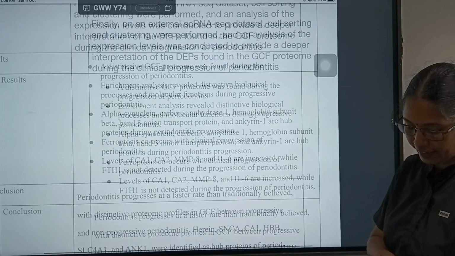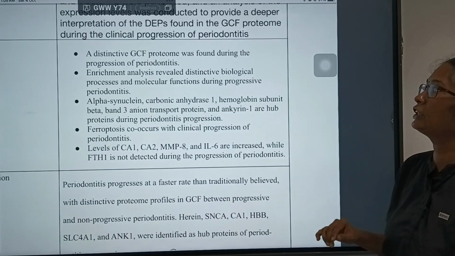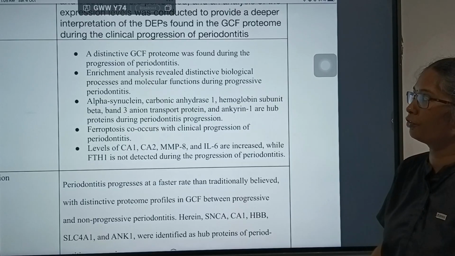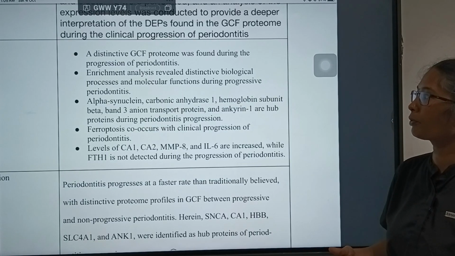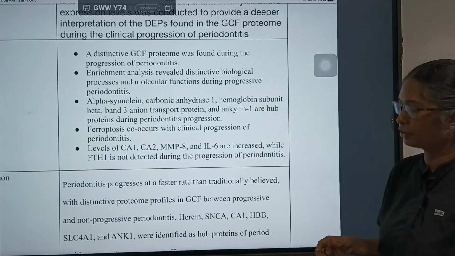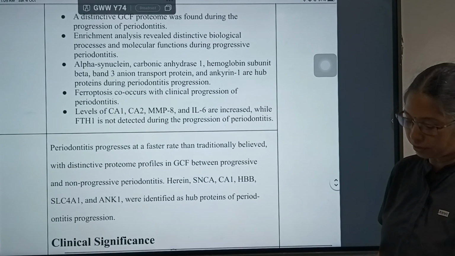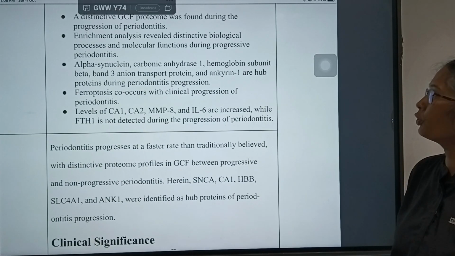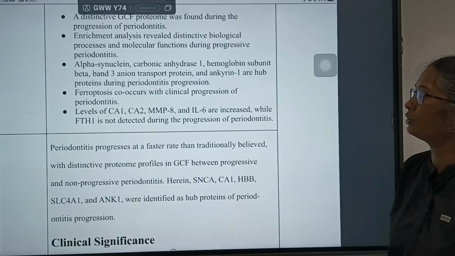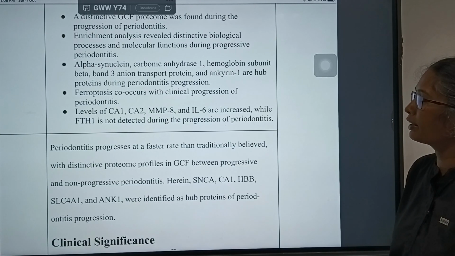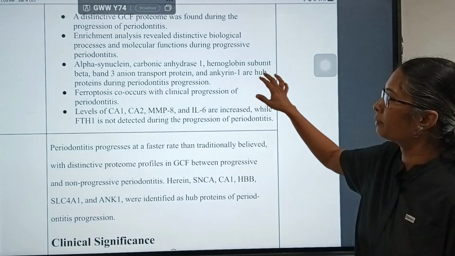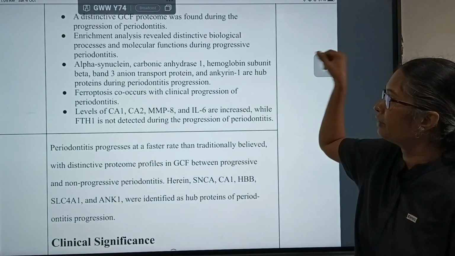And what did they find? They found a distinctive GCF proteome during the progression of periodontitis. And enrichment analysis revealed distinctive biological processes and molecular functions during progressive periodontitis. Alpha-synuclein, carbonic anhydrase 1, hemoglobin subunit beta, band 3 anion transporter protein, and ankyrin 1 are the hub proteins during periodontitis progression. So hub proteins are the proteins which are related to the protein which we select.